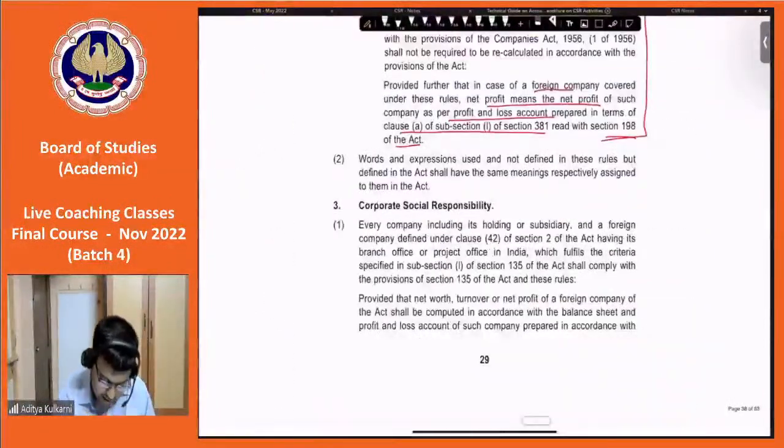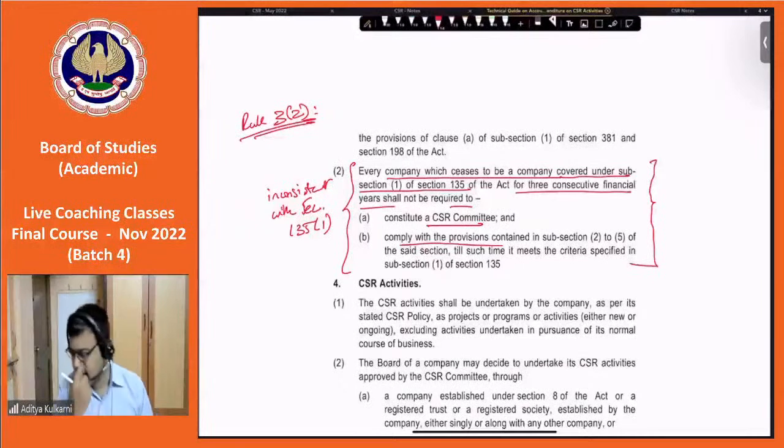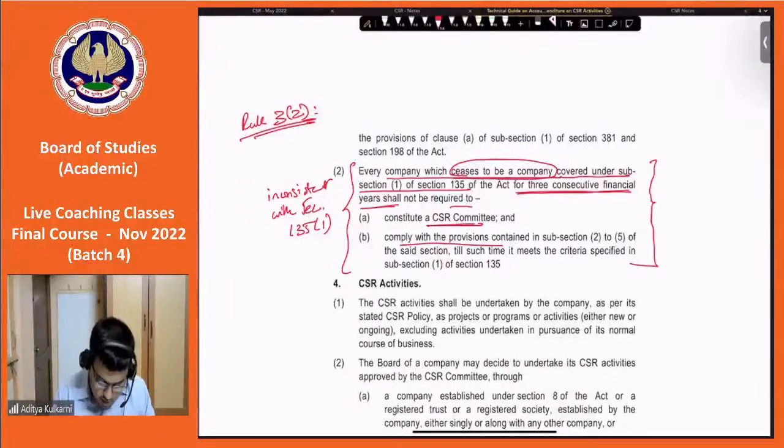Okay, now I will explain why it is inconsistent. This is rule number 3 sub rule 2 of the CSR rules. What does it say? Every company which ceases to be a company covered under 135.1 (companies under CSR) for 3 consecutive financial years shall not be required to constitute a CSR committee or comply with the provisions of CSR. Here, it is saying that the company should not be a CSR applicable company for 3 continuous financial years.